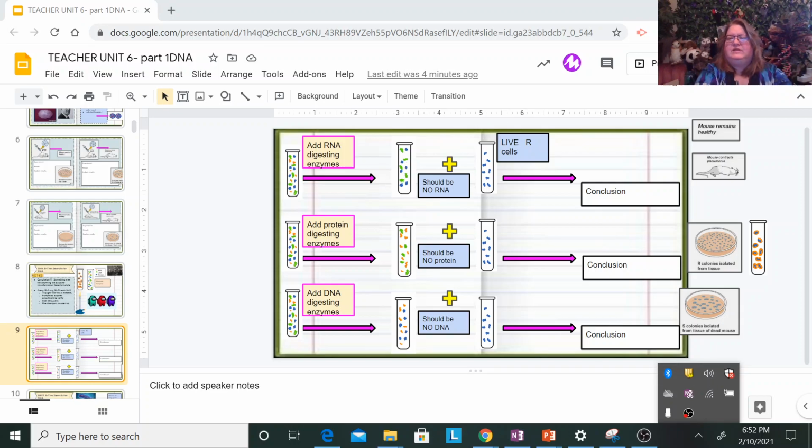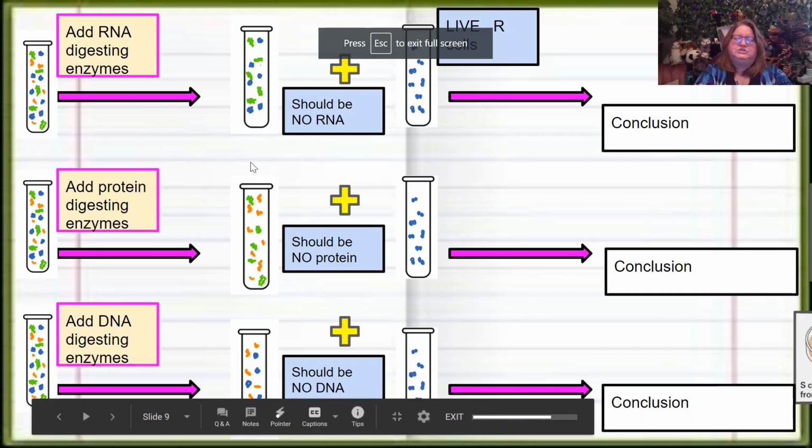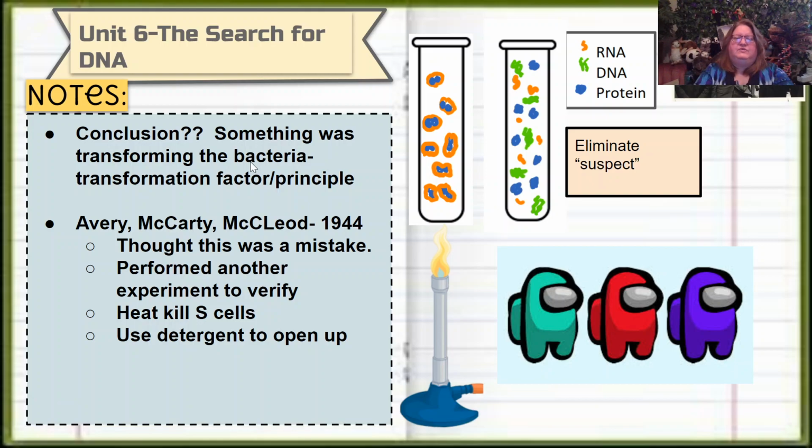Okay, so where we left off, we have our search for the DNA structure and molecule. Now remember the logic in Avery, McCarty, and McLeod. Very, very lovely, elegant experiment. We have our suspects, RNA, DNA, or protein. Those were the big things that we think could be the transformation factor.